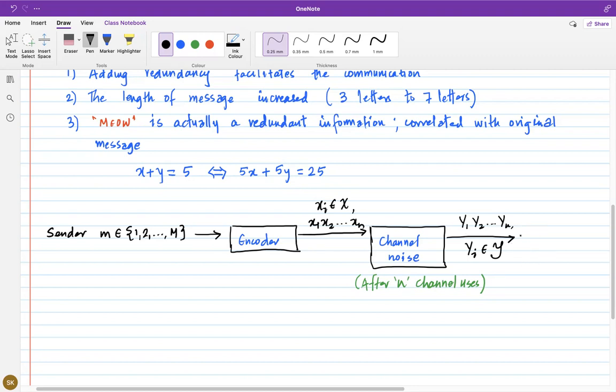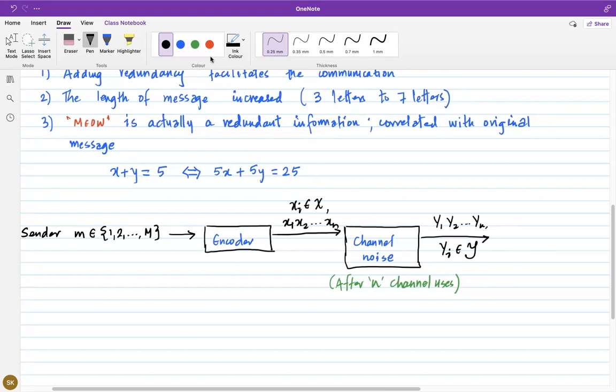Again, let's complete this communication block. These outputs are then fed into a block called the decoder. Its job is the counterpart of the encoding operation. Note that our original message was coming from the set 1 to M, but the actual channel input was some n-length vector, and therefore the output is also an n-length vector. But the final output at the receiver's end should always be one of the messages that you started with.